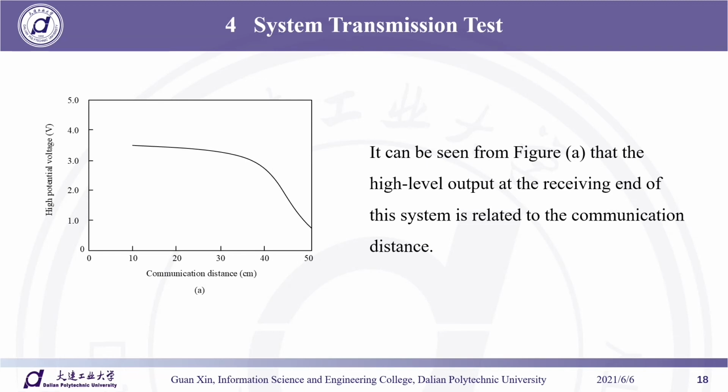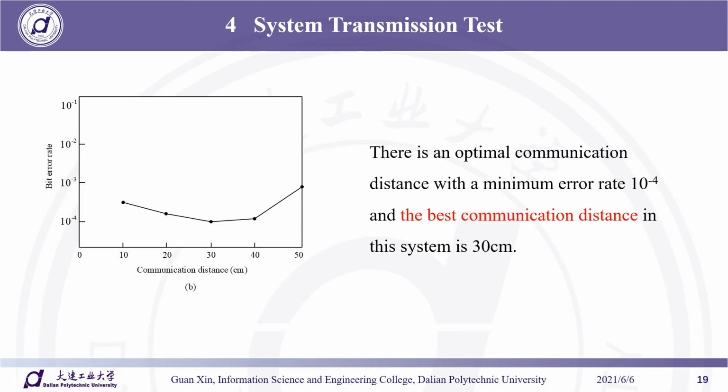It can be seen from Figure A that the high-level output at the receiving end of this system is related to the communication distance. The voltage values of the output signals at the receiving end at different distances were sampled. It can be seen from the change curve that when the communication distance is less than 40 centimeters, the output voltage does not change much with distance. When the communication distance is greater than 40 centimeters, the output voltage drops smoothly. From Figure A it can be inferred that the best communication distance of this system is within 40 centimeters.